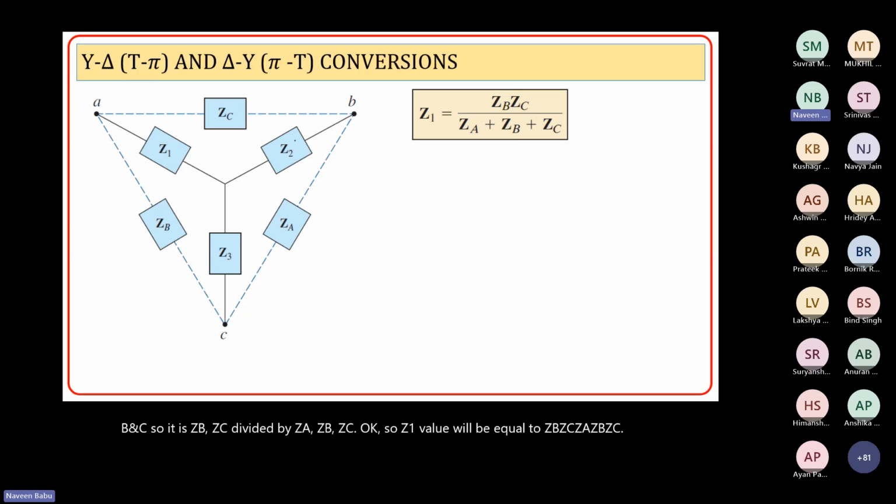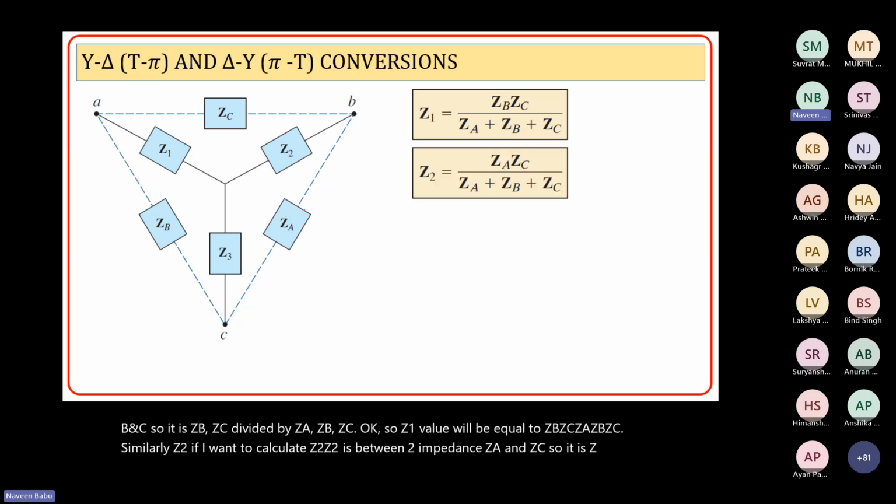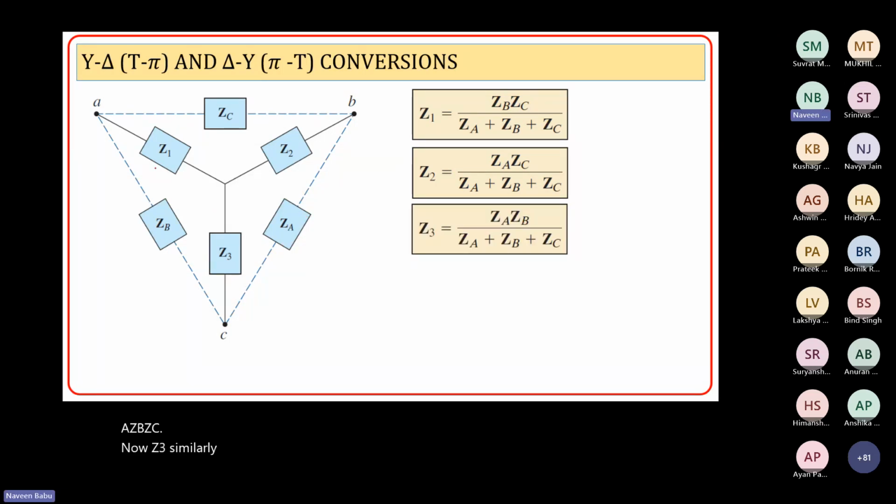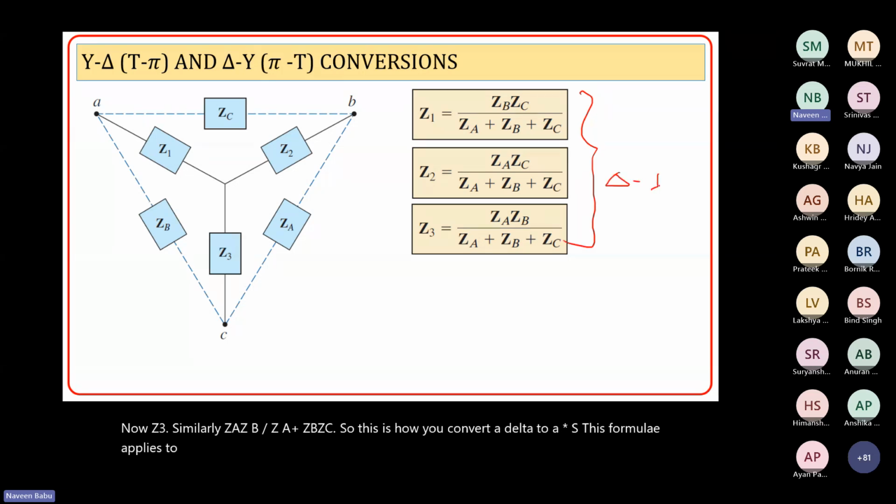Similarly, if I want to calculate Z2, Z2 is between two impedances, ZA and ZC. So it is ZA ZC divided by ZA plus ZB plus ZC. Now Z3 similarly is ZA ZB divided by ZA plus ZB plus ZC. So this is how you convert a delta to a star. This formula applies to converting a delta to star.